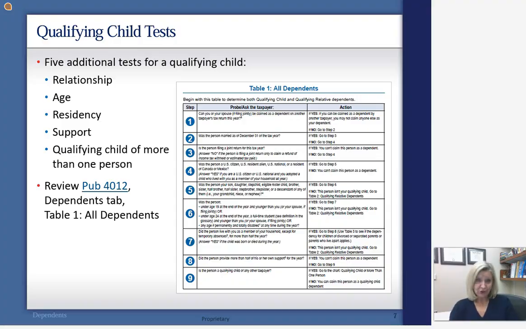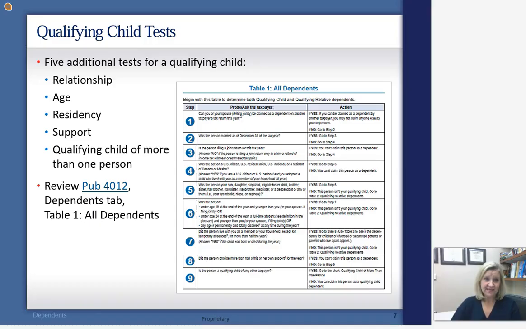All right, the 5 additional tests for a qualifying child are: 1, the relationship. So the child must be your child, stepchild, foster child, sibling, half-sibling, step-sibling, or descendant of any of those. Also, just as a note, an adopted child is always treated as your own child. Number 2, the age restriction. So the child must be under the age of 19 at the end of the year and younger than you or your spouse if you're filing jointly, or under the age of 24 at the end of the year, a full-time student, and younger than you or your spouse. So if you do have a child who is between 18 and 24, but they're a full-time student, they would still qualify under this rule. Or the last age restriction is the child can be any age if they are permanently and totally disabled.